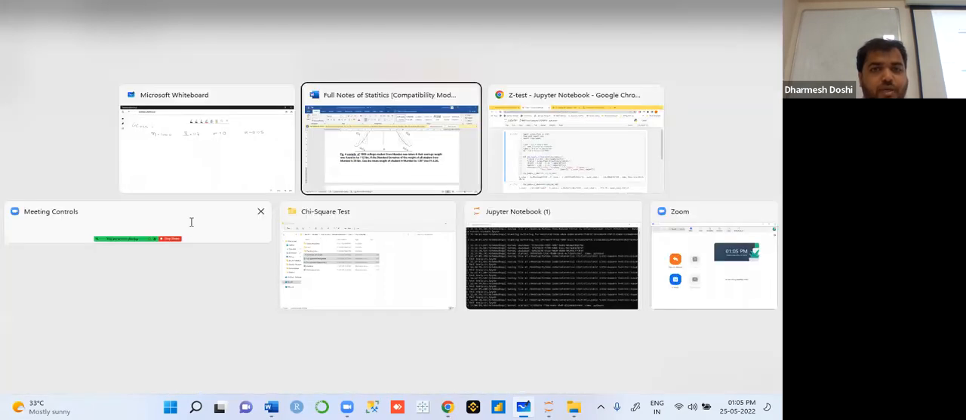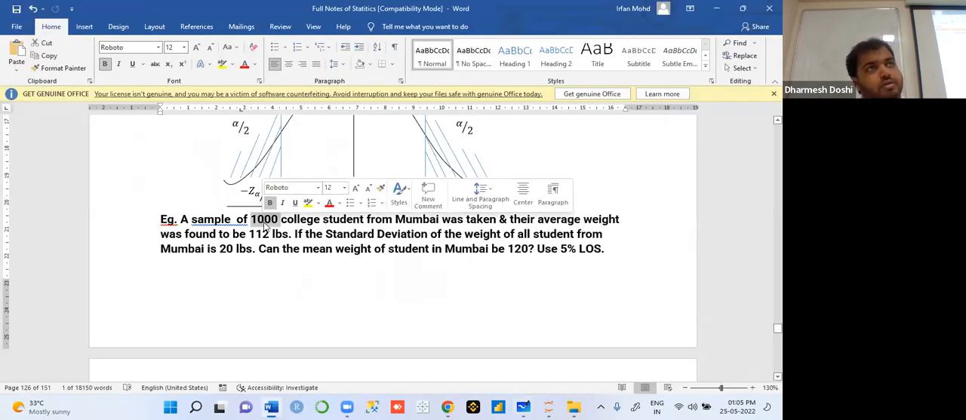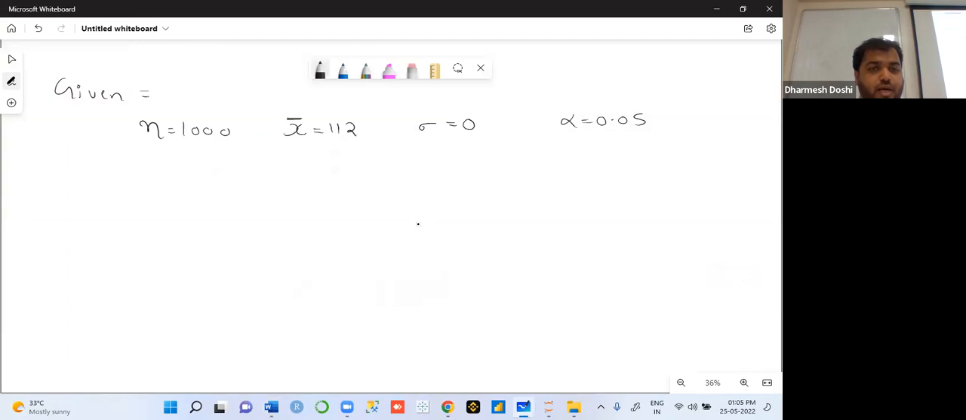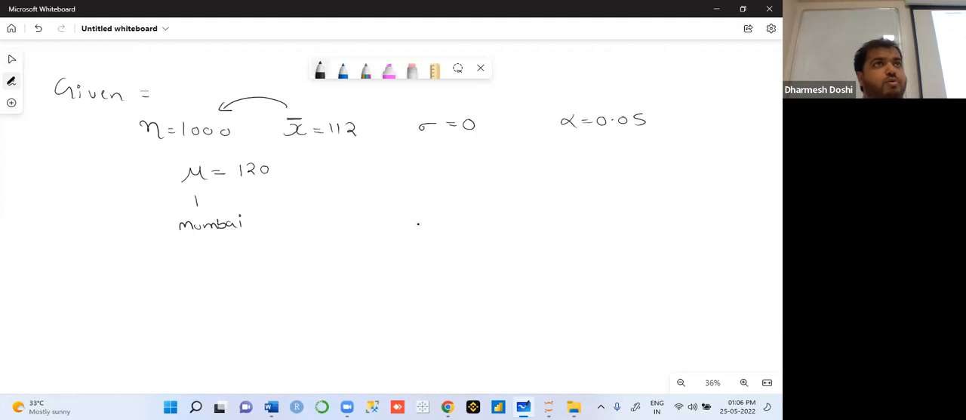So from Mumbai, how many samples did we pick up? What is population now? Mumbai, no? A sample of 1000 college students from Mumbai was taken. So Mumbai is a bigger criteria for me. From Mumbai, I pick up 1000 college students and then we get the mean. This is your overall mean. This is the mean of Mumbai. This is the mean of this data, and this is the mean of the entire population, which for me is Mumbai. What's the difference? Okay. Now we have to frame hypothesis.